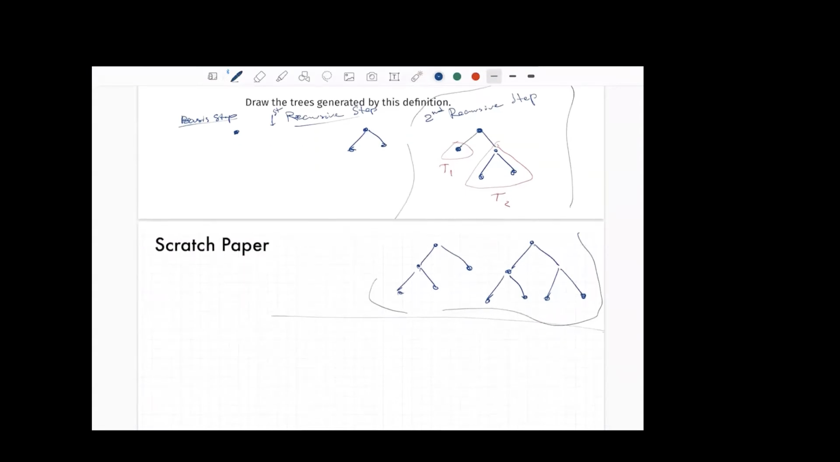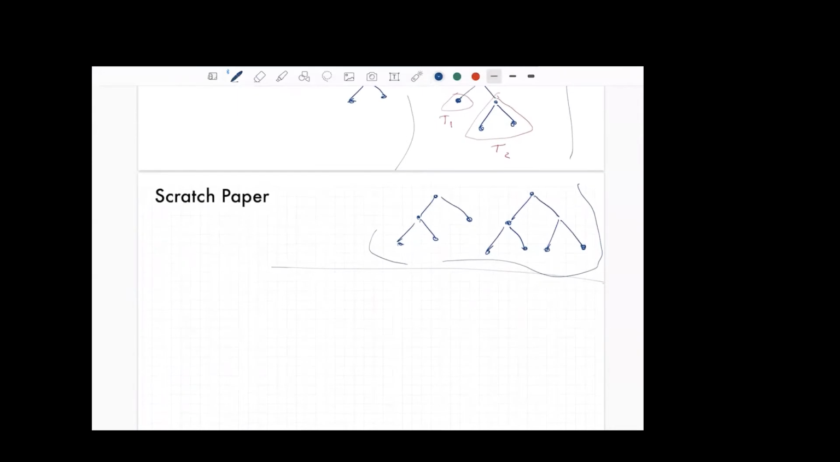And you can keep applying this recursive step as many times as it makes you happy. In fact, theoretically, an infinite number of times, and you get structures like this. Okay, maybe like this, maybe like this, like this.